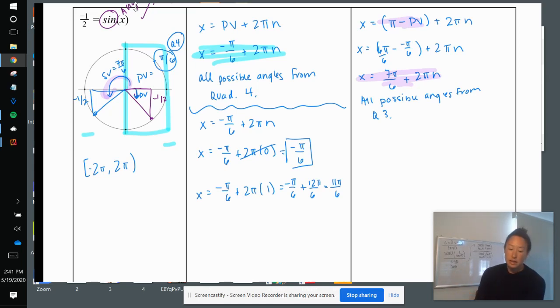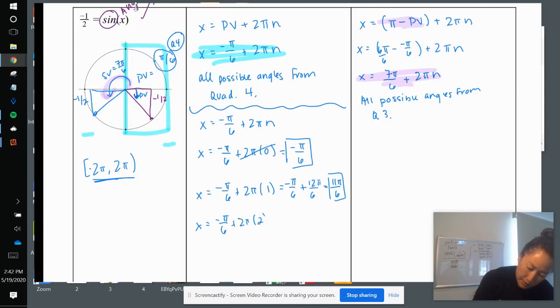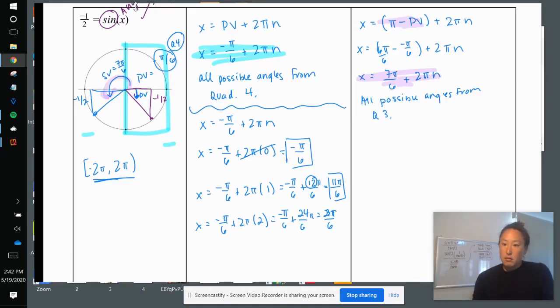Is that a value that's in between negative 2 pi and 2 pi? Yes. Okay, how about if I did it again, but with a 2 times 2? So if I add one more full rotation, I get negative pi over 6 plus, let's see, instead of 12, we're going to do 24 over 6 pi, giving us 23 pi over 6. Is 23 pi over 6 in the first full rotation? No, that's greater than 2. So this one is outside of our domain.